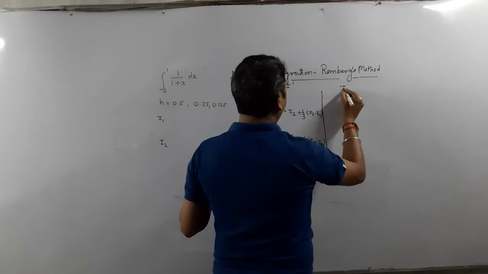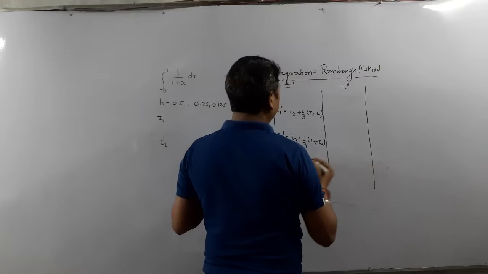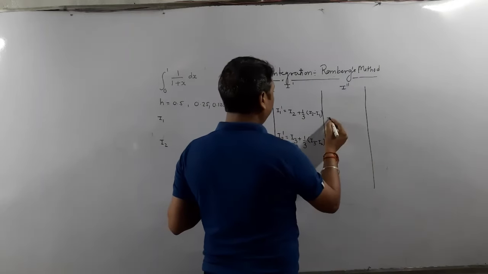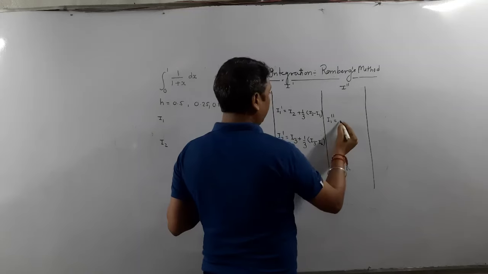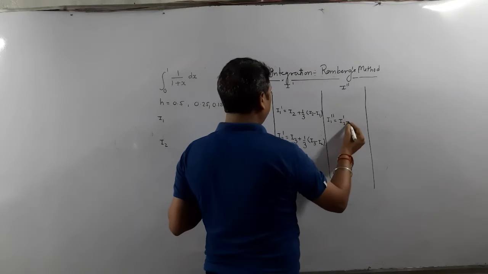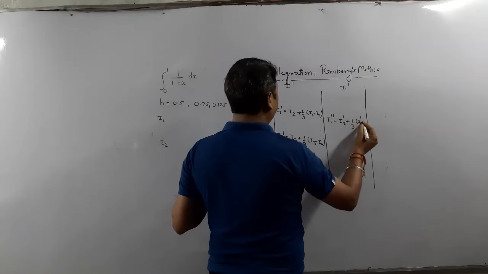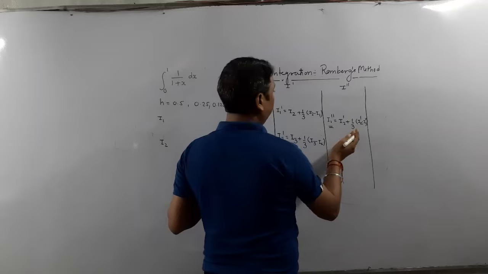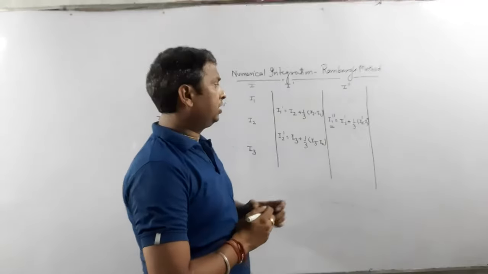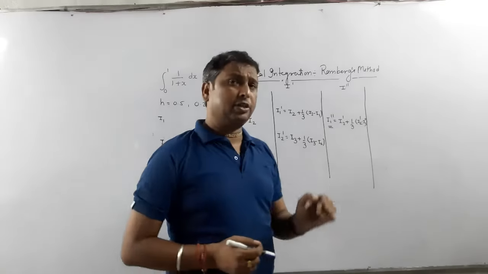Then we go for I double dash. What is I double dash? For these two, I2 dash plus 1 by 3 of I2 dash minus I1 dash. This is the final, last value remaining. So whatever I1 double dash comes, that is your answer.